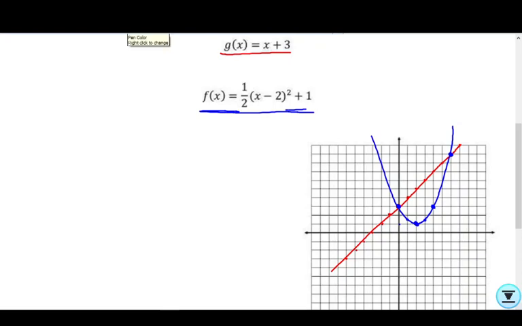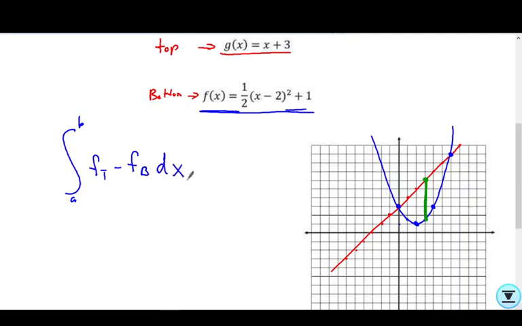So I'm going to show just one vertical strip like this. Okay? So that vertical strip is going to tell me which one my top function is and which one my bottom function is. So this function right here, that is my top function. And this one right here, that is the bottom function. So when I go to set up my integral, I know that this is from a to b, my function on top minus function on the bottom, dx.